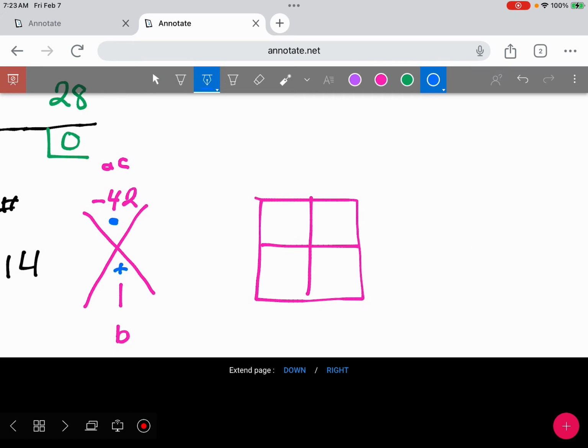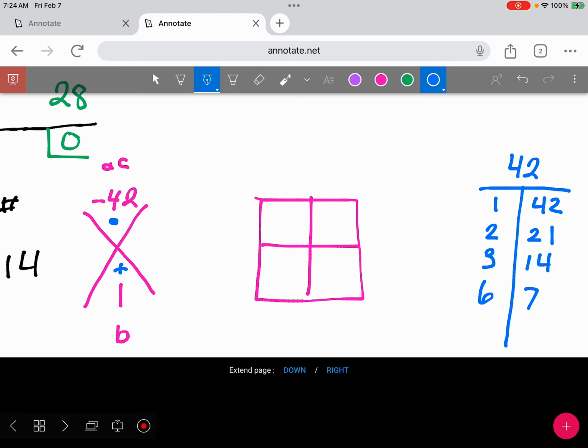When in doubt, make yourself a list of things that multiply to the top. Since the top number is negative, we're looking at their differences. So maybe it's 1 and 42. It could be 2 and 21. We had our 3 and 14. I don't think it divided by 4. I'm just going to finish out the list just so we can see it. 4 doesn't go in evenly. 5 doesn't go in evenly. 6 and 7.